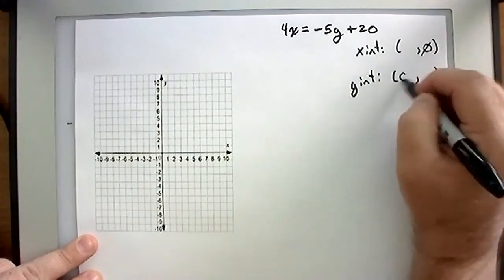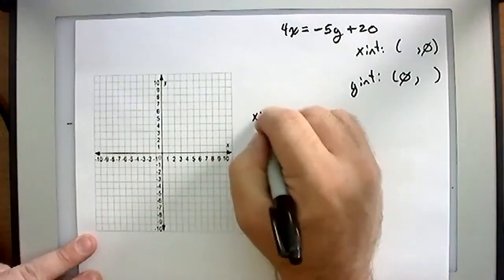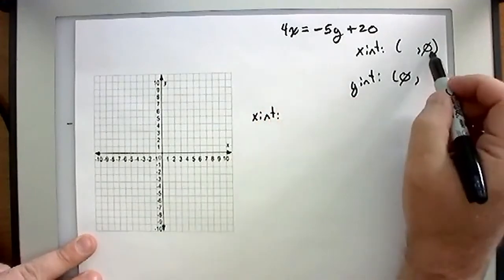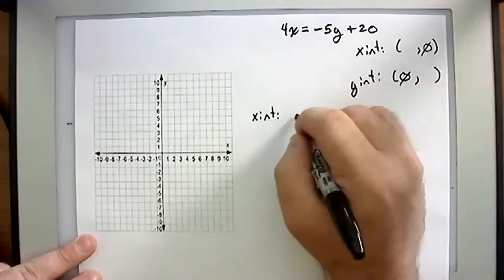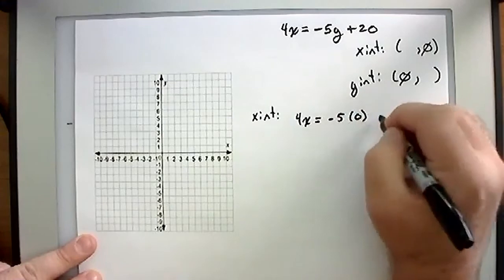You know that the y-intercept has 0 for x, and those parts are done. So let's go ahead and find the x-intercept, where we know that the y is 0. So we'll have 4x equals -5 times 0 plus 20.